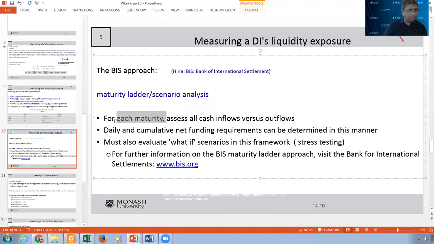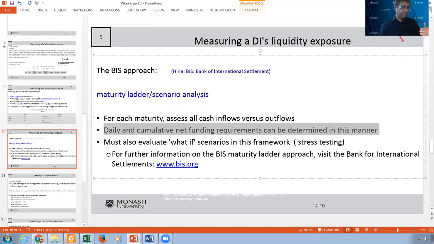I mean, it depends on the gaps on the ladder. So it's some maturities like what we have seen in the interest rate, but here for liquidity. So you will assess all cash inflows versus the outflows. And we know what the inflows are that are coming, like from depositors, and outflows like loans we should pay. So we have to do it daily. We can do it in daily and cumulative net funding. It can be determined in this manner. So you can do it in horizons, and also you can do it on a daily basis. It depends on the horizons and the ladder you are using.